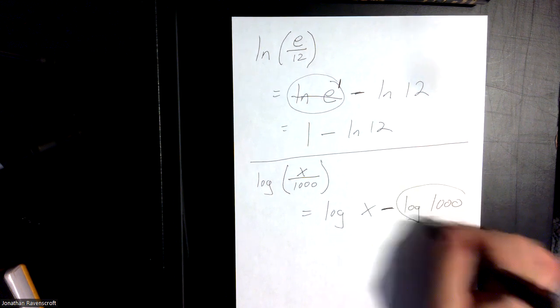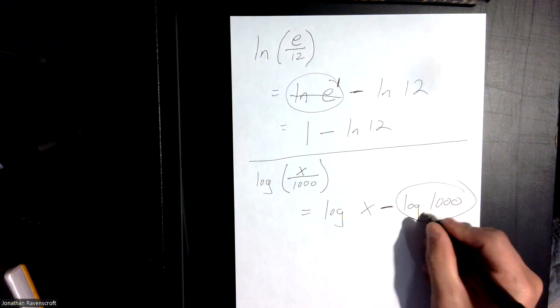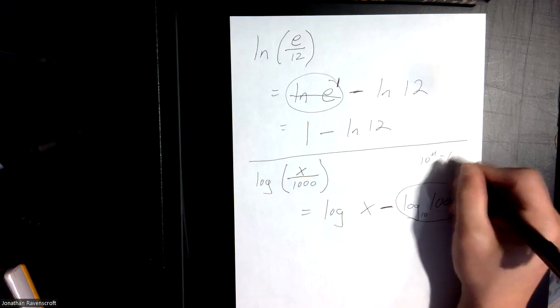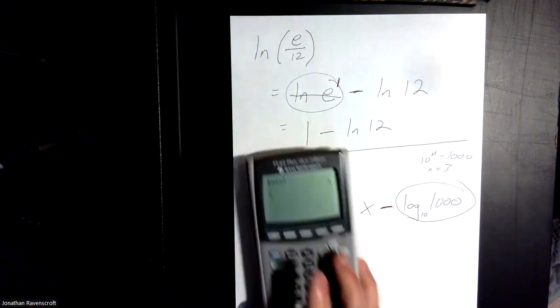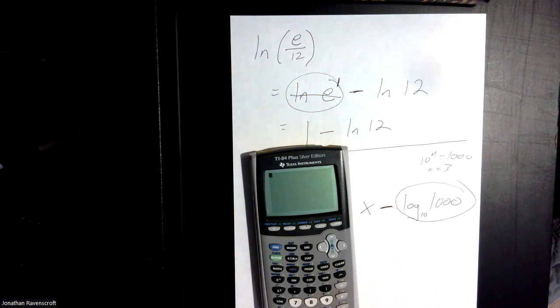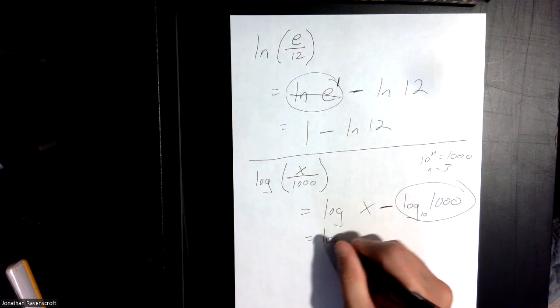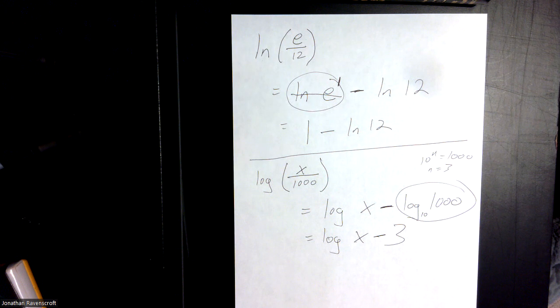Now here, you know that common log is base 10. You could say 10 to the n equals 1,000, and then you would know n equals 3. But because it's common log, we can actually put it in the calculator and say log of 1,000 equals 3. Therefore, this expression is equal to log of x minus 3.